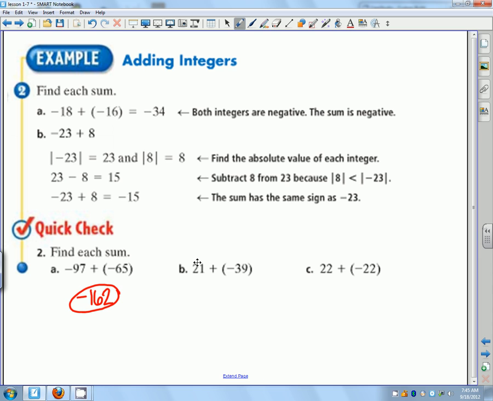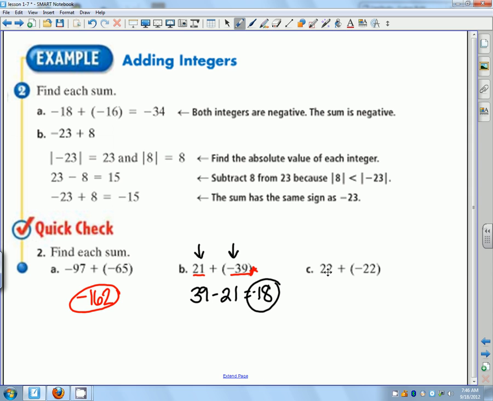Now, this is a positive and this is a negative. So I have a positive plus a negative. So what I do is I subtract my 2 numbers. So I do 39 minus 21, which equals 18. And then I keep the sign of the larger number. So I have 21 and 39. Well, 39 is the larger number, and it's negative. So that means my answer is negative. So it's negative 18.